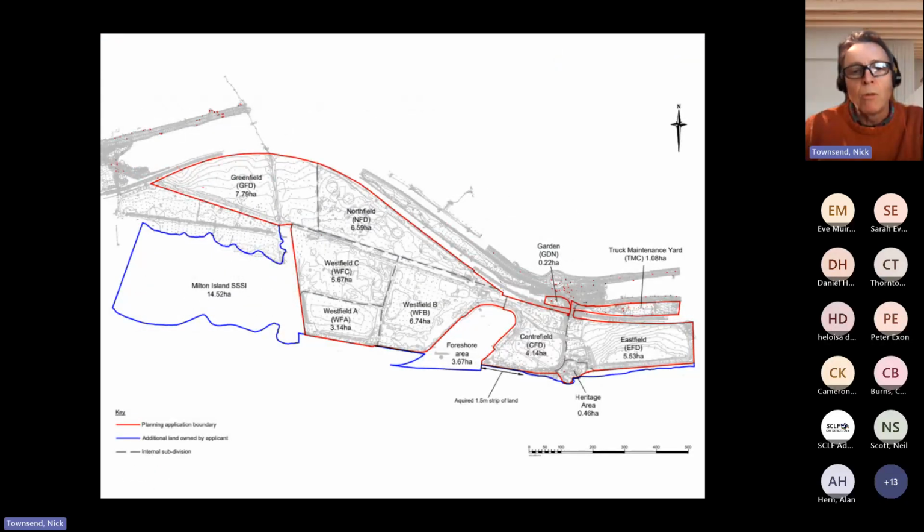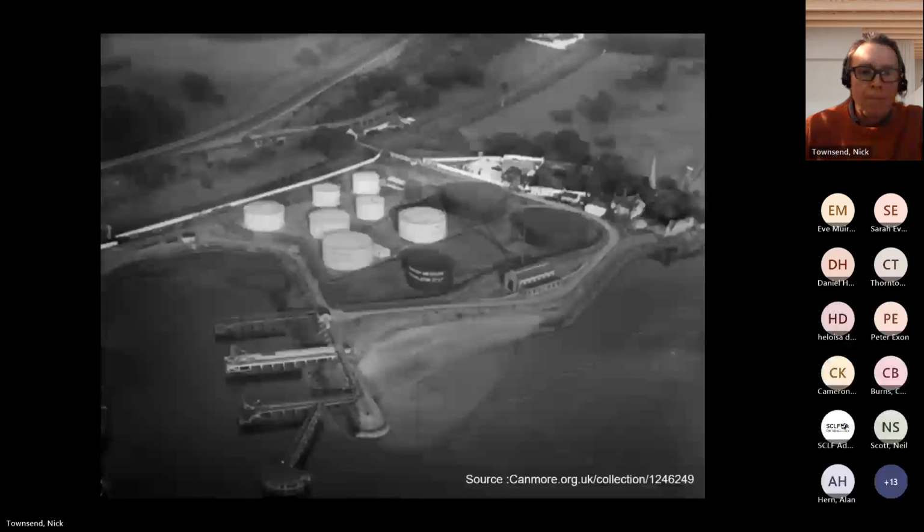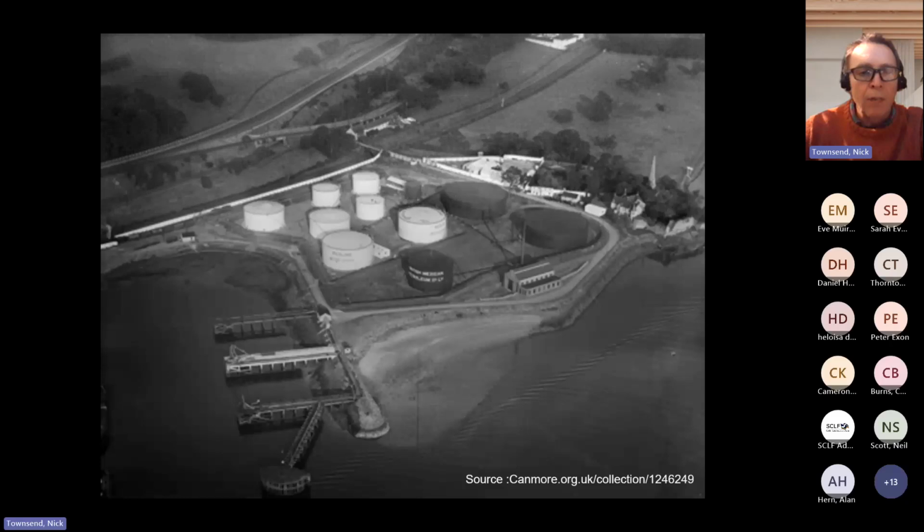So during this talk, I'll reference areas of the site. Cunningly, Eastfield is in the east, and Westfield is in the west. We also have Northfield in the north. So this shows the site around 1927. This is the Centrefield area, showing bulk storage tanks. Eastfield is the area to the top right-hand corner of the screen.